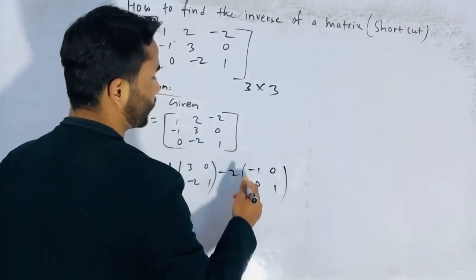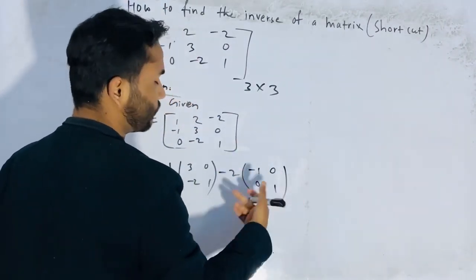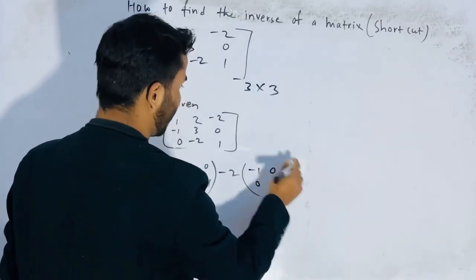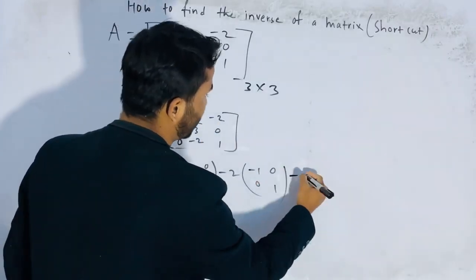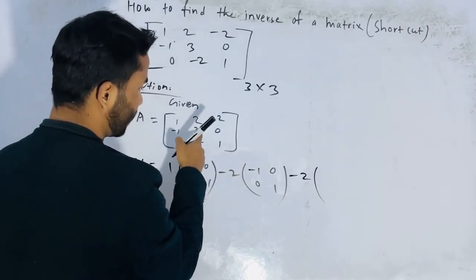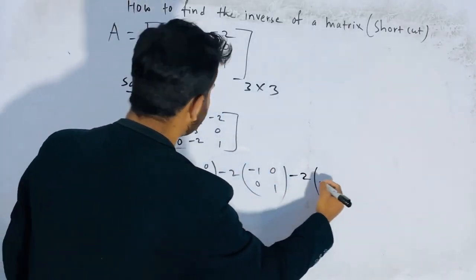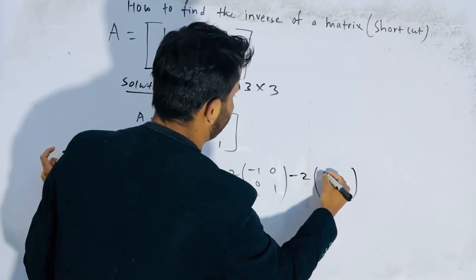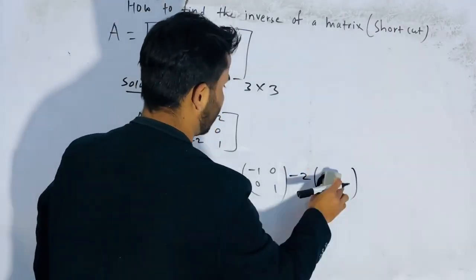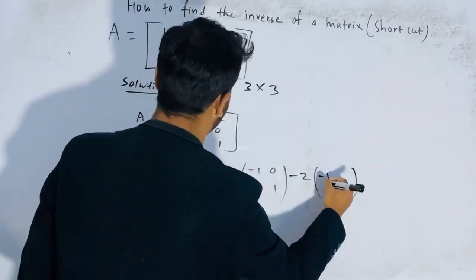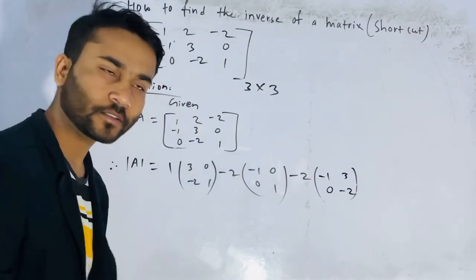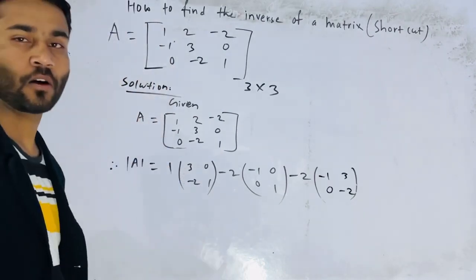Now let's go here. So here is already minus 2, and by the formula the sign is plus, and plus multiplied by minus gives minus. So minus 2. Now if you cancel this row and this column, what will we get? Minus 1, 3, 0, minus 2. Like this. So now how to find the determinant?